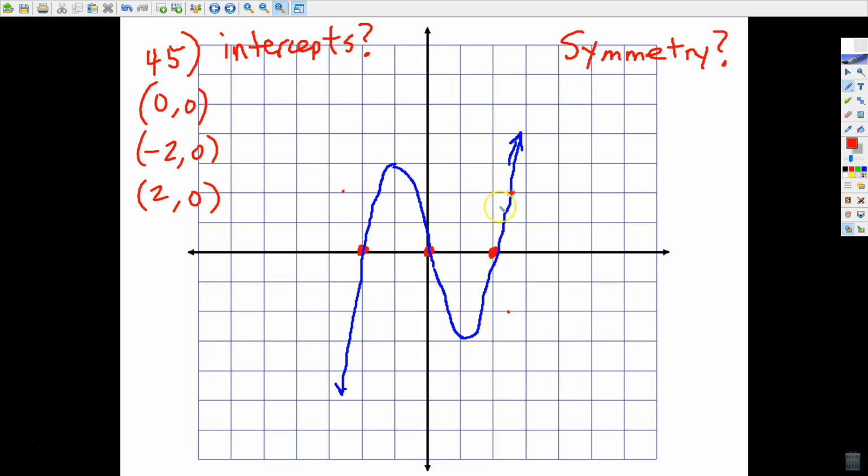Does it look like if we go down here in quadrant 4, or quadrant 3, if I had a perfect graph, that this would have a corresponding point? It does to me, and it probably will be easier to tell when you get a nicely, perfectly drawn graph in your book. So this does have origin symmetry, but it doesn't have the other two.